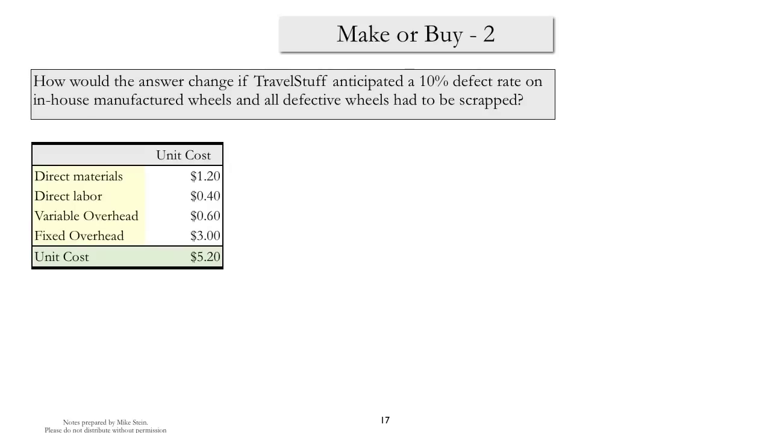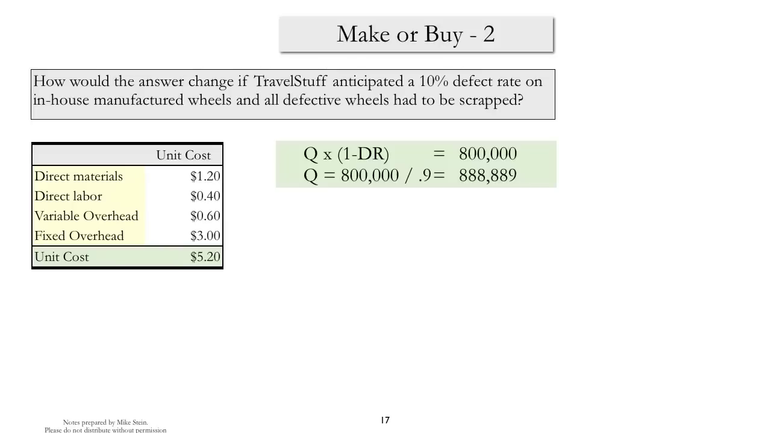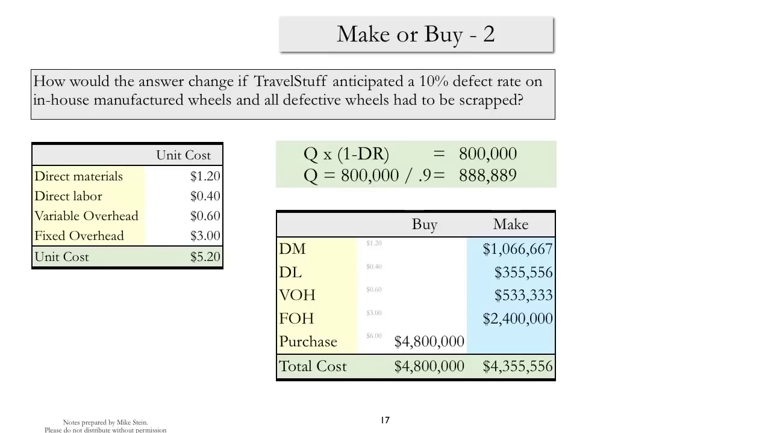In this case, we consider the implications of a 10% spoilage rate when Travel Stuff makes the wheels in-house. A 10% spoilage rate means that units produced times 90% equals units available for use. Approximately 889,000 wheels need to be produced in order to yield 800,000 good wheels. The budget is scheduled for production of 889,000 wheels. Note that fixed costs remain constant.